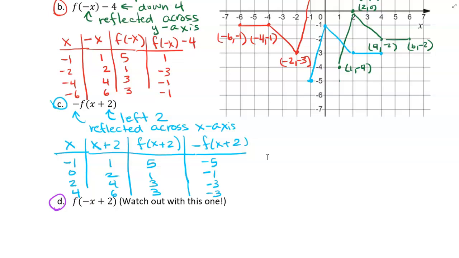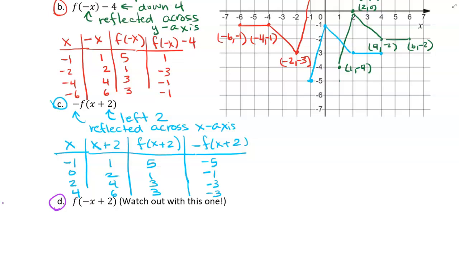All right, this next one is a little challenging, and it's only because, okay, what do we do first? We have two changes to the input. We got a -x and we've got +2. So, well, what does that mean? Do we shift it to the left by 2 and then reflect it across the y-axis? Or do we do the other way? Do we reflect it across the y-axis and then shift it left by 2? You'll get different answers depending on what order you do those reflections and shifts.